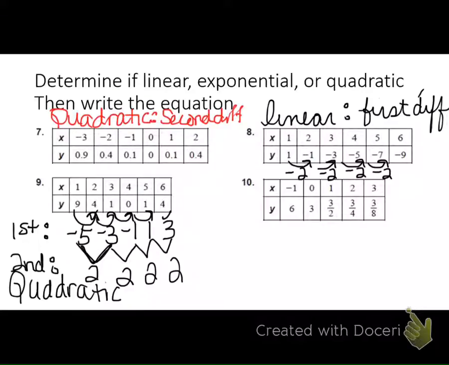And you wouldn't get that second difference. You would see the symmetry, but you wouldn't get the second difference. And then you could say it's absolute. Okay, let's take a look at the last one.